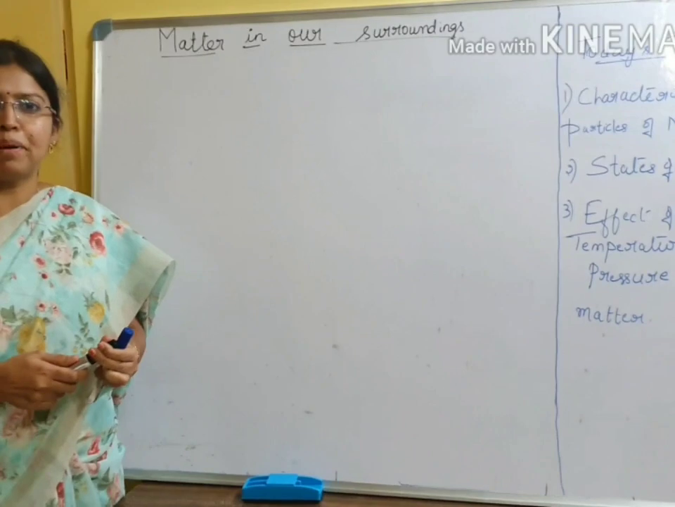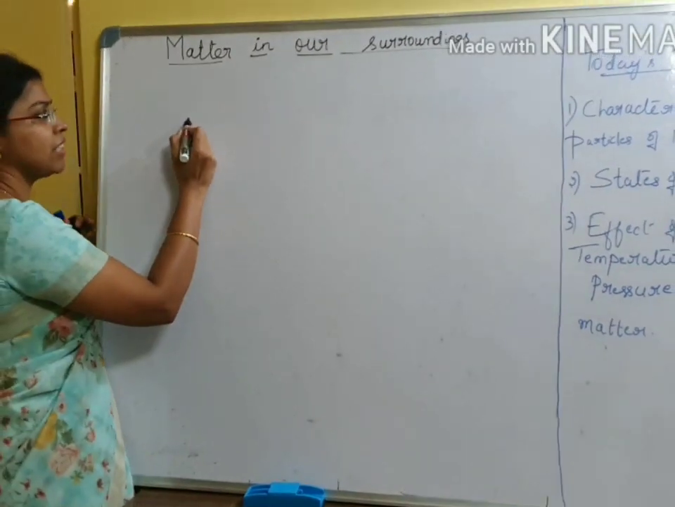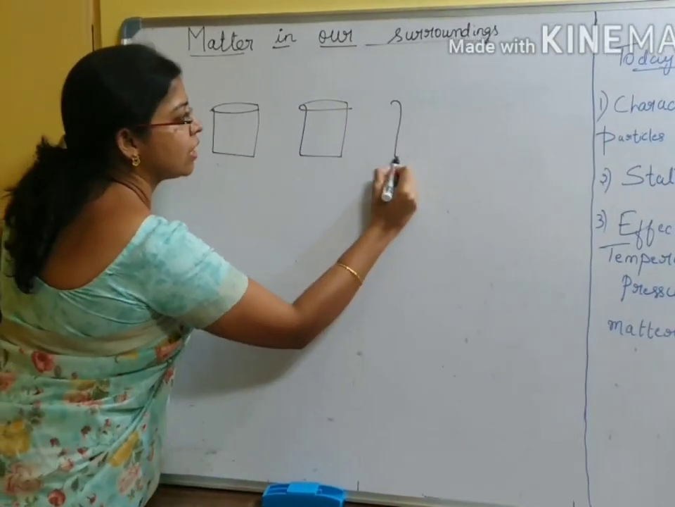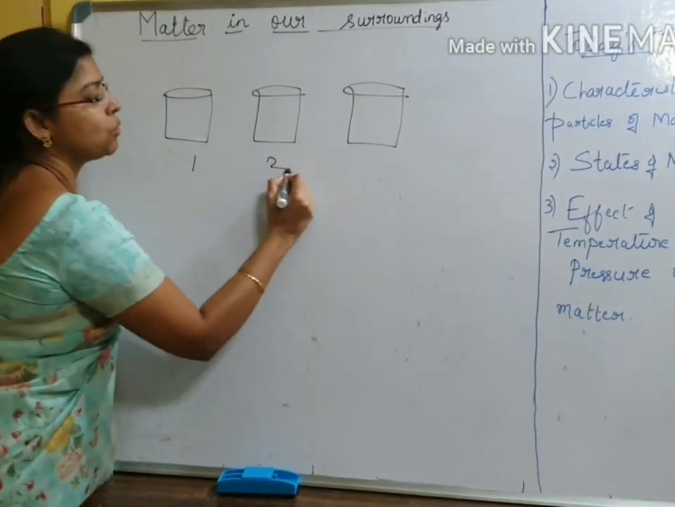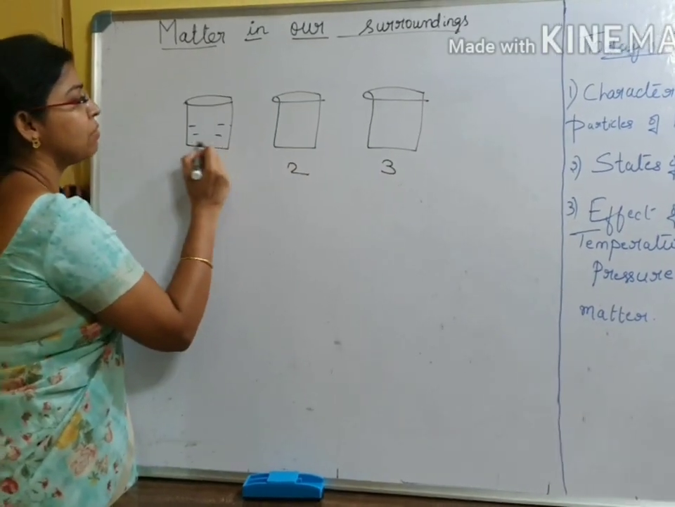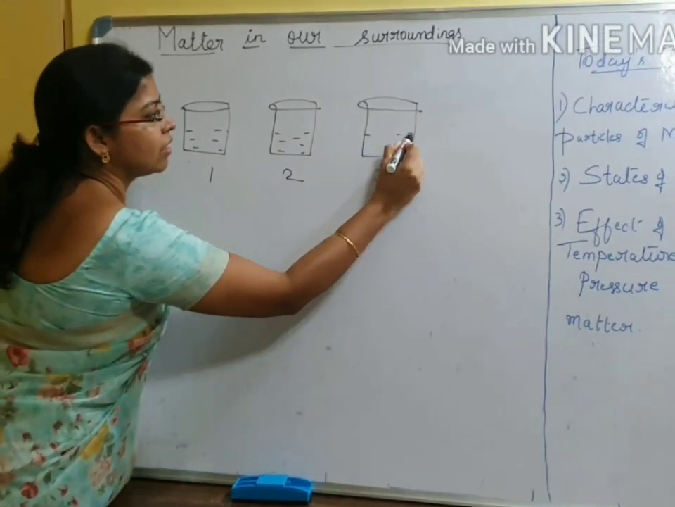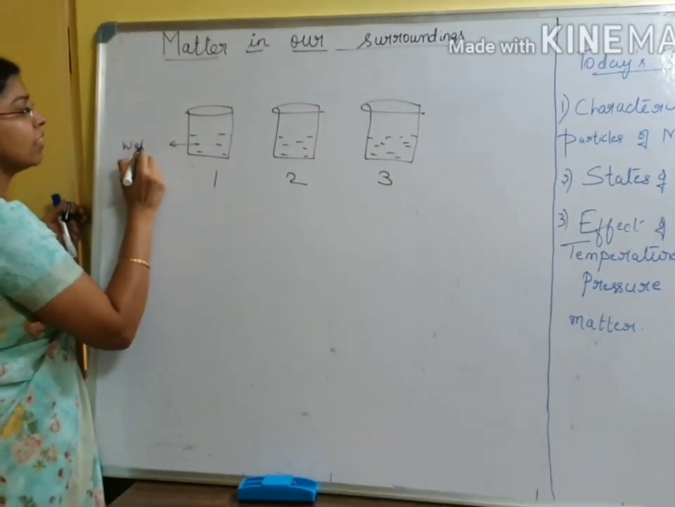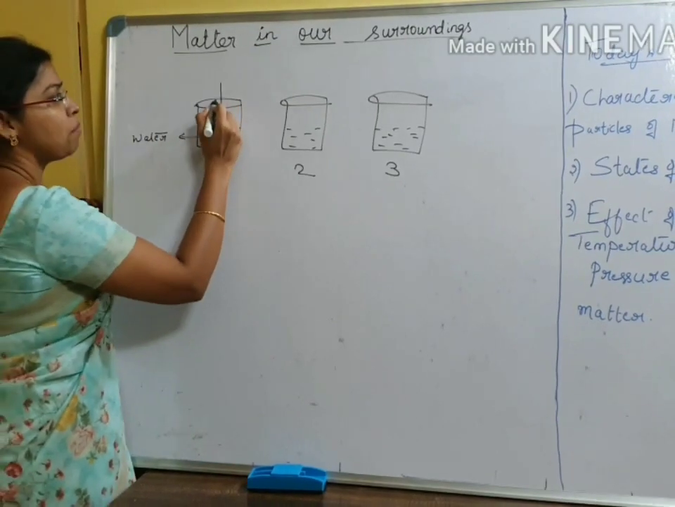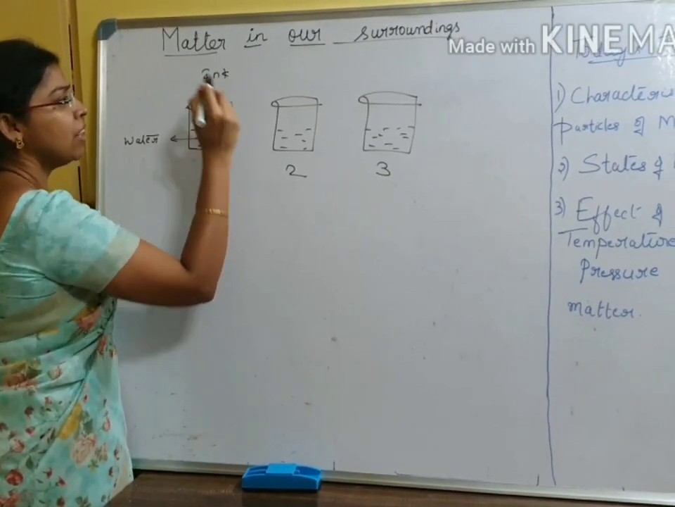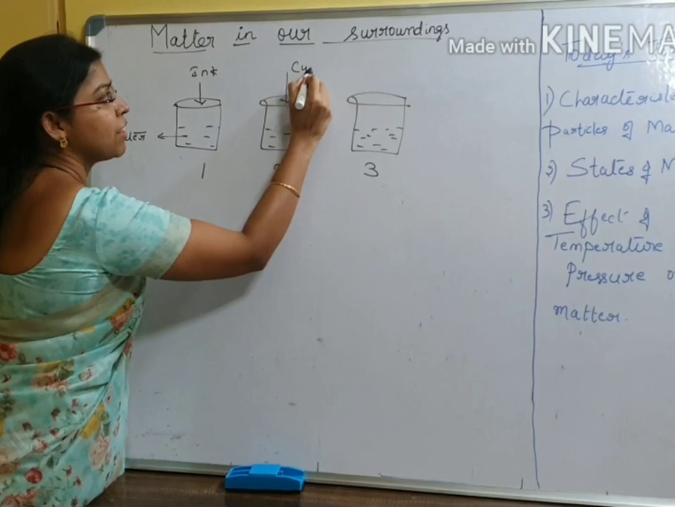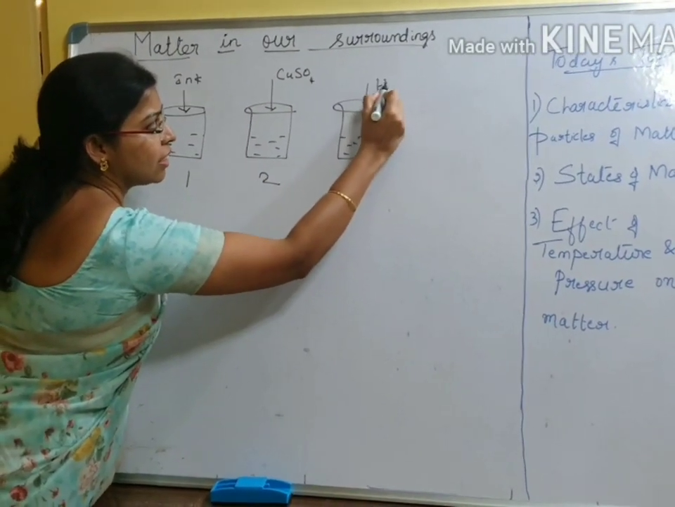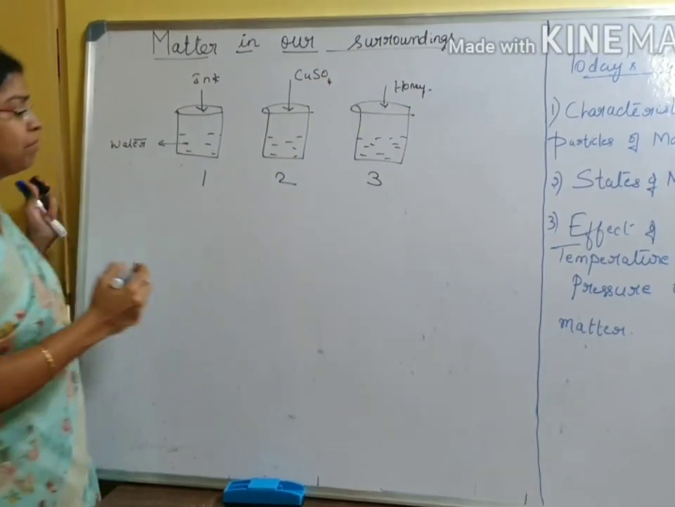When we say physical properties, we will consider this small activity wherein we will take 3 beakers. We will name them 1, 2 and 3. Let the beakers be filled with water. We will drop ink in the first beaker, copper sulfate solution into the second beaker, and honey into the third beaker.